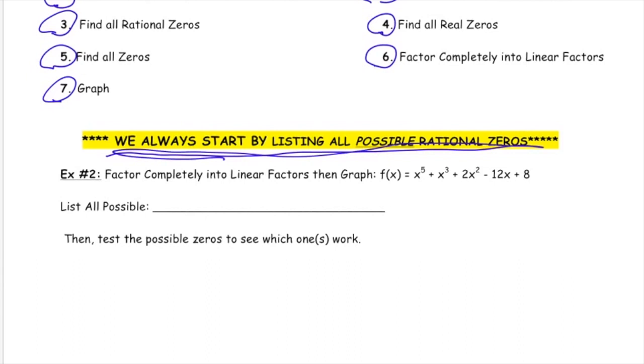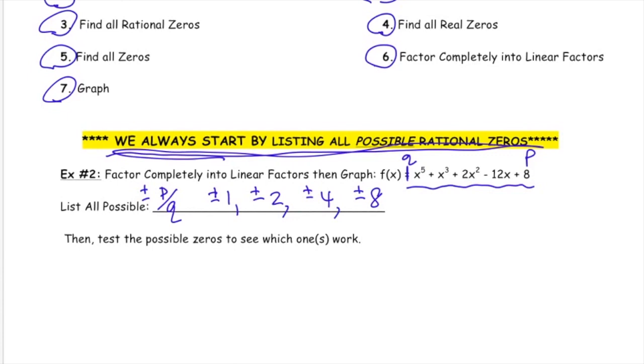So let's do this example. Factor completely into linear factors, then graph. So I have no idea how to factor this just by looking at it. We don't have any methods, so we might as well start with what are our possibles. So remember that's P over Q, and it's always positive, negative. And this is our P, and this is our Q. Luckily, we only have 1 here, so that means it's just really P, the factors of P. So my possibles are positive, negative 1, positive, negative 2, positive, negative 4, positive, negative 8.